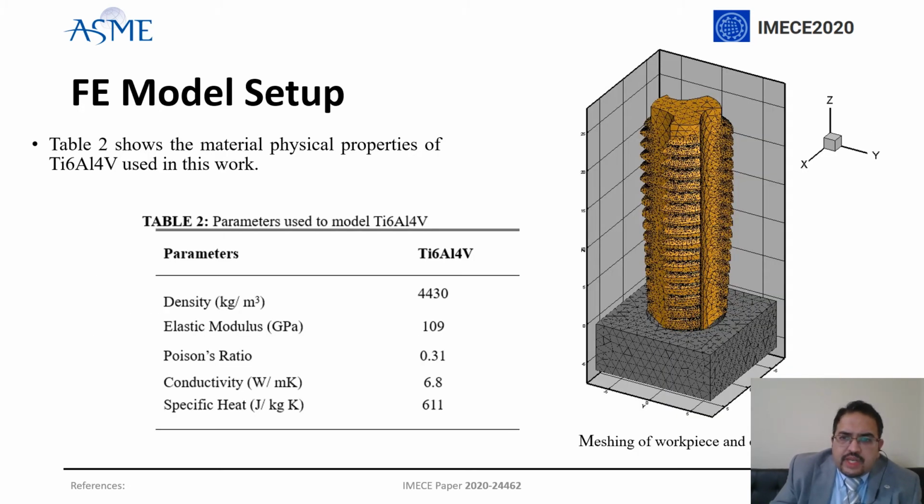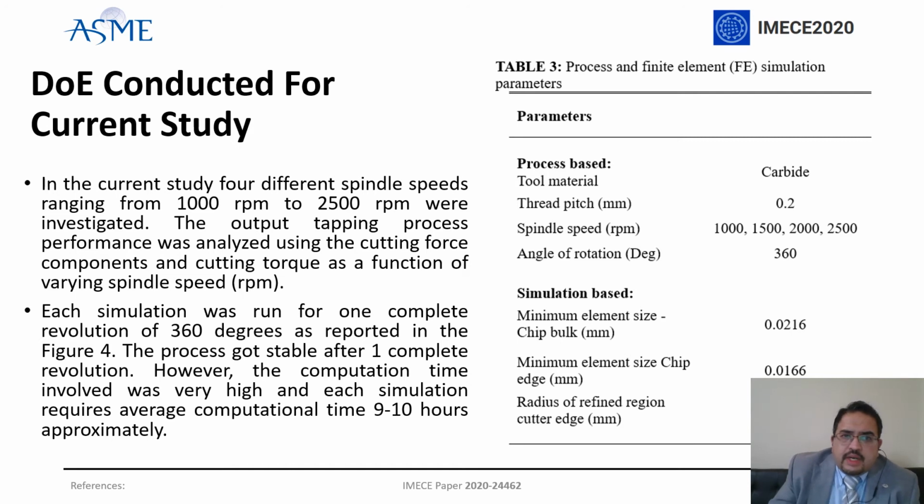This slide shows you the mesh model of the cutting tool and the workpiece geometry, and these are the parameters that were adopted for the Ti6Al4V modeling. Again, they are available in the literature, so we can easily get these values from the literature. This table talks about the DOE constructed for the study. It shows, for example, what the thread pitch was and what the tool material was. Again, we utilized four different values of the cutting speed because this study was more focused on the cutting speed variation.